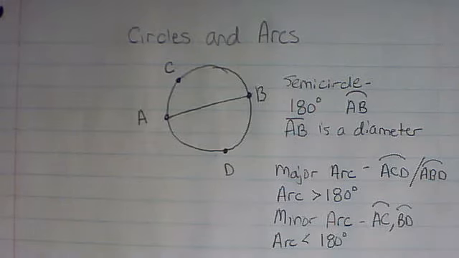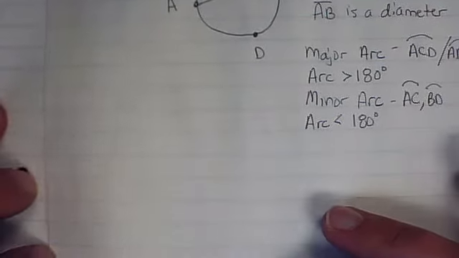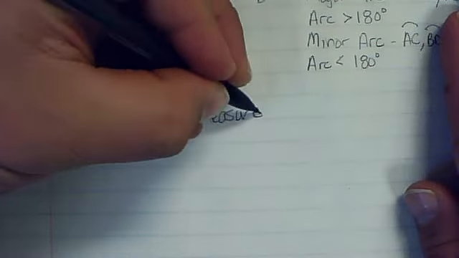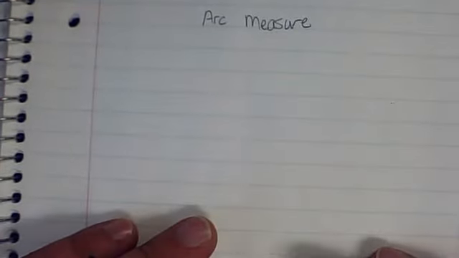Okay, now what we're going to do is look at the difference between arc measure and arc length. Arc measure and arc length. The first thing we're going to look at is arc measure. And when we're talking about arc measure, the key here is to think about angle measurement. Okay? Angle measurement is the key here within arc measure.